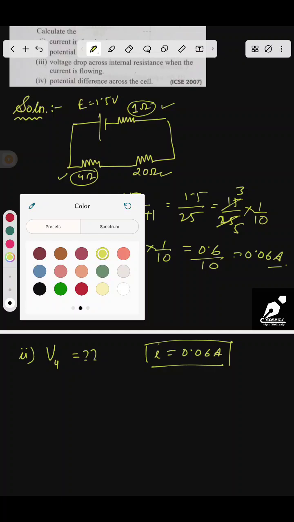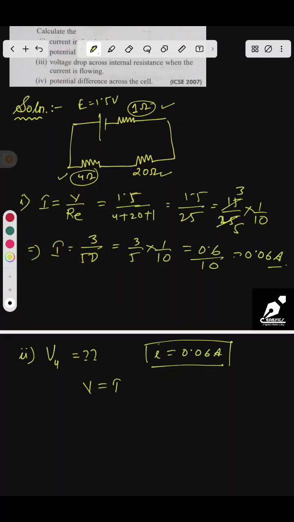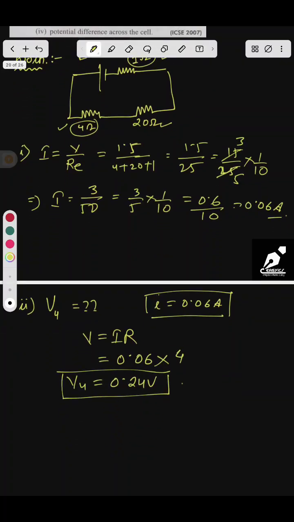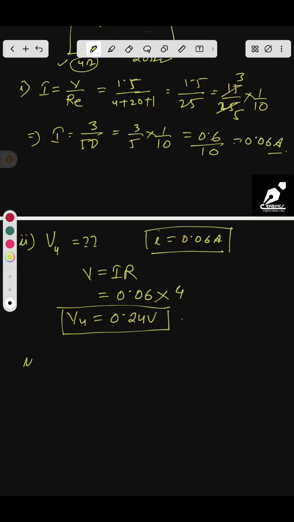Right? So V is equal to IR, we will be applying Ohm's law. Current through the resistance is 0.06 and the resistance is given as 4 ohm. The answer will be 0.24 volt. That is the potential difference across the 4 ohm resistance. Okay.